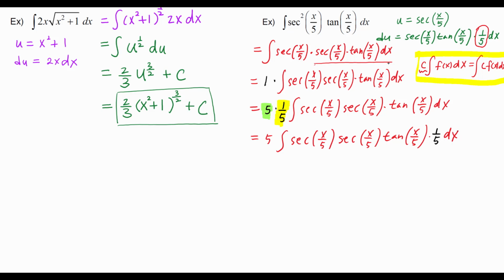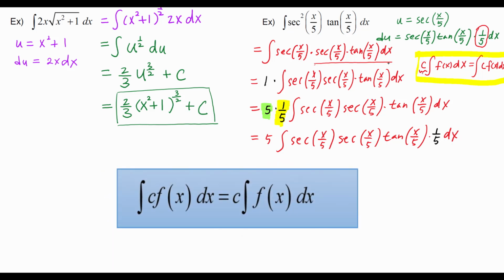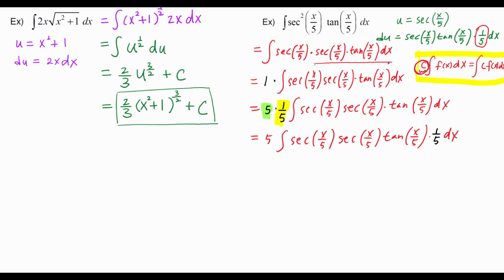But you can only create a number to do that. You can never do that with a variable, because then you are changing the original function. Can't do it with a variable. In our rule for integrals, c has to be a real number only. A variable is not accepted to do so. Make sure that you only do this with numbers. So now I'm ready to do the substitution.